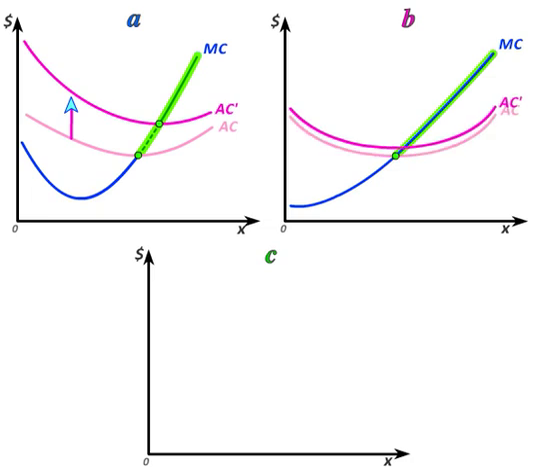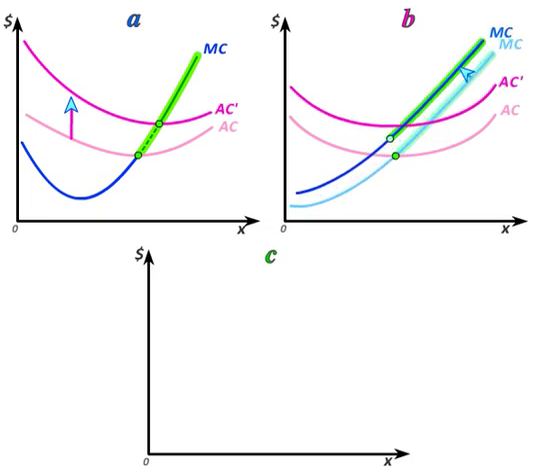Since capital is a variable input in the long run, an increase in its cost will affect both the marginal and the average cost curves. Both will shift up, causing the long-run supply curve, the portion of the marginal cost curve that lies above average cost, to shift to the left.